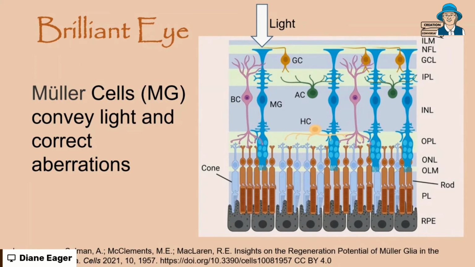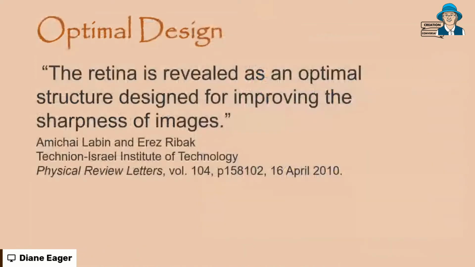And one of the groups of people who did the original research on these wrote this statement in their paper, right, the retina is revealed as an optimal structure designed for improving the sharpness of image. So here is a classic example of evolution is actually not a good basis for science, because you don't just write things off as evolutionary mistakes.